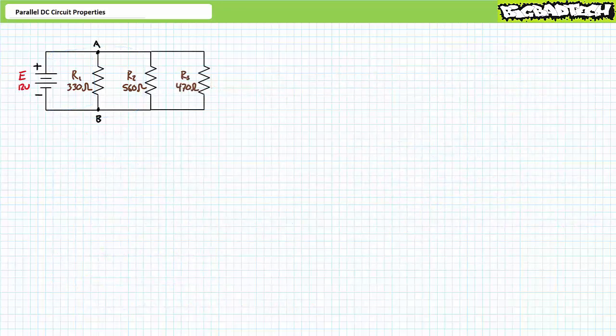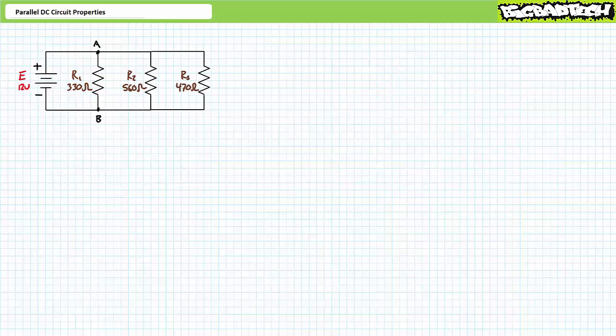Let's modify our existing circuit ever so slightly by adding an additional path in parallel in the form of R3, a 470 ohm resistor. My question to you is this: how does the addition of this third path affect electrical properties in the original two paths? i.e., does the presence or absence of R3 in any way, shape, or form affect the voltage across, the current through, and the power dissipated by R1 and R2?